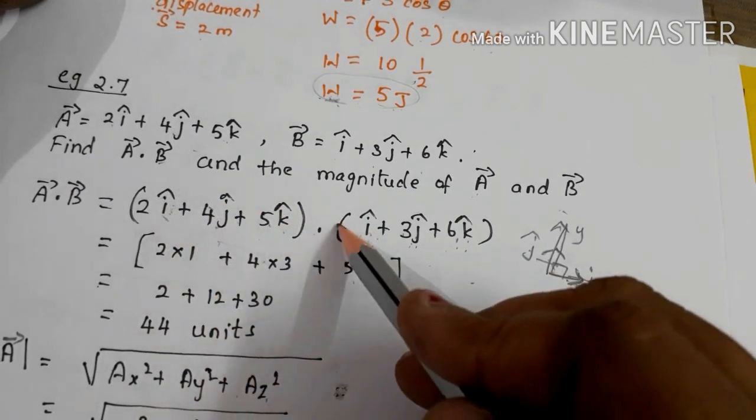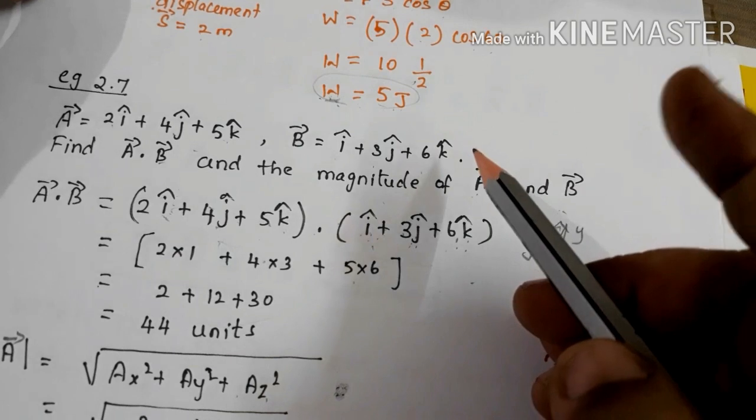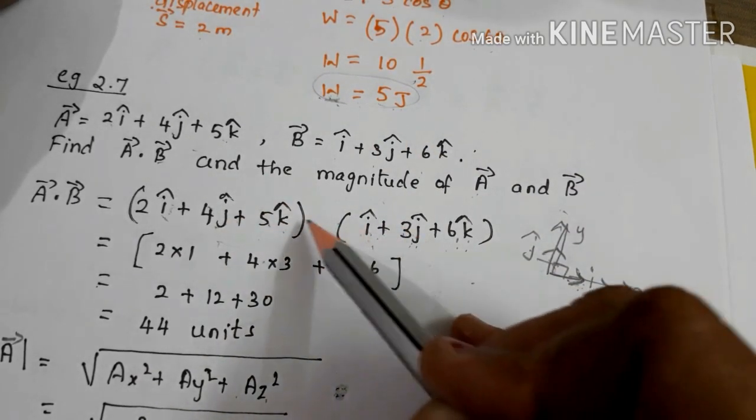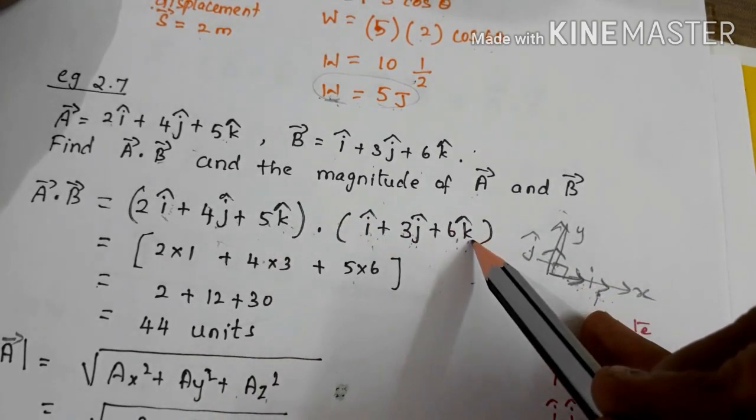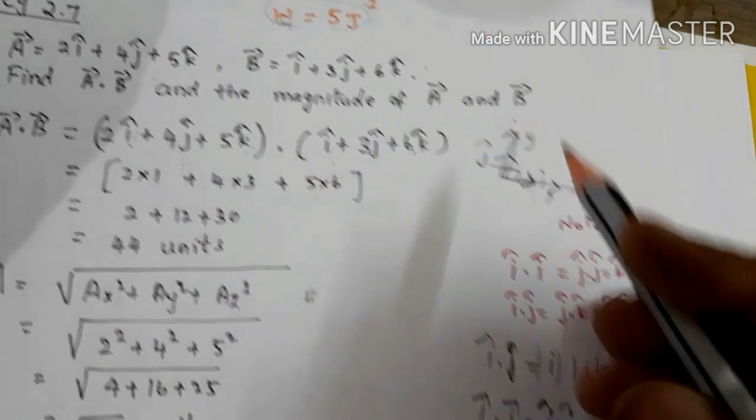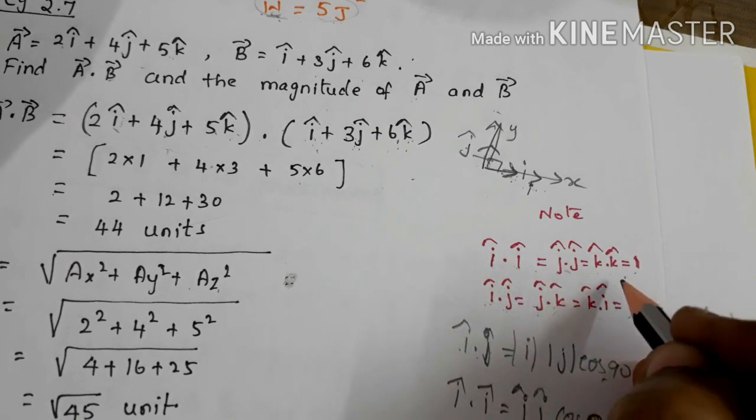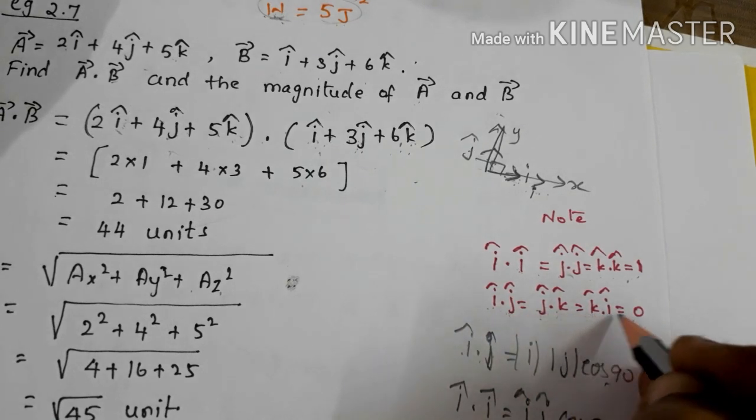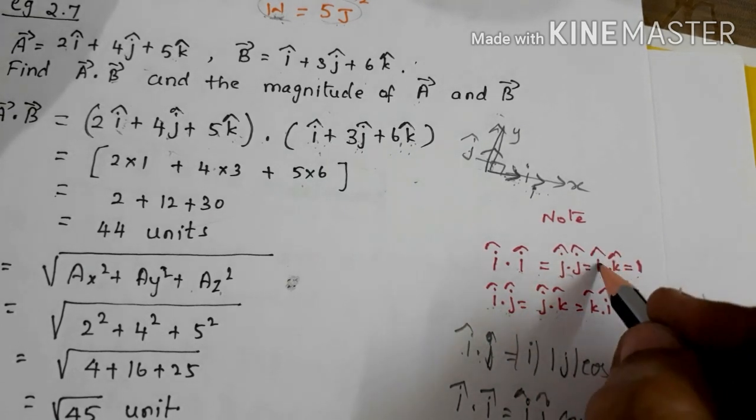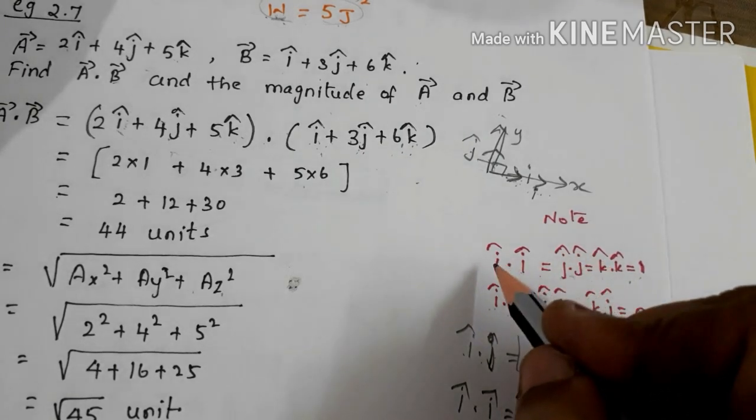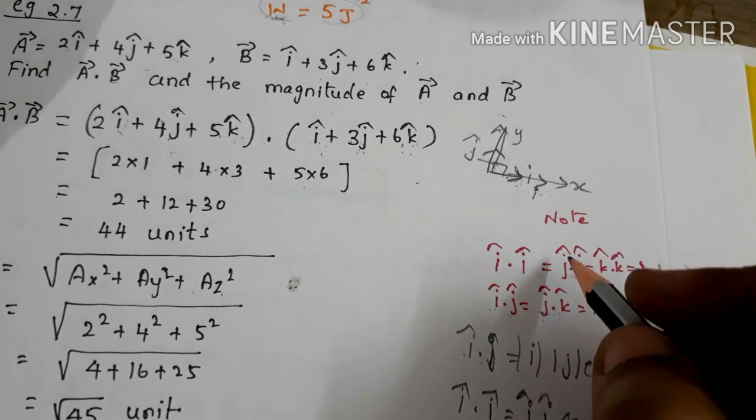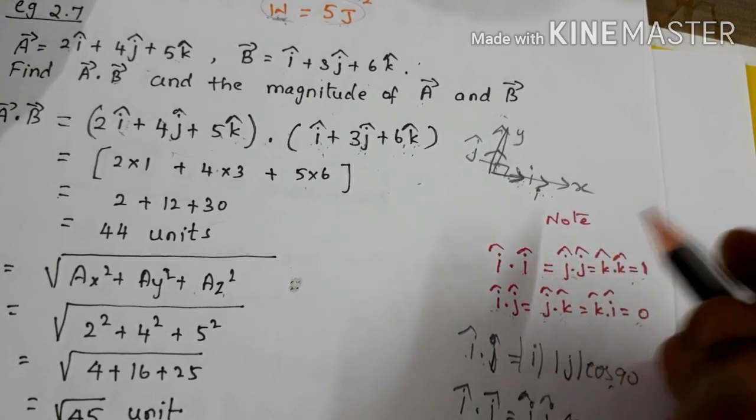i cap dot i cap is 1. Similarly, j cap dot j cap is 1. k cap dot k cap is 1. Whereas i cap dot j cap, or j dot k, or k dot i, will be 0. You must know the reason for this, children. You know i, j, k are the orthogonal vectors, right? i, j, k are the orthogonal vectors.